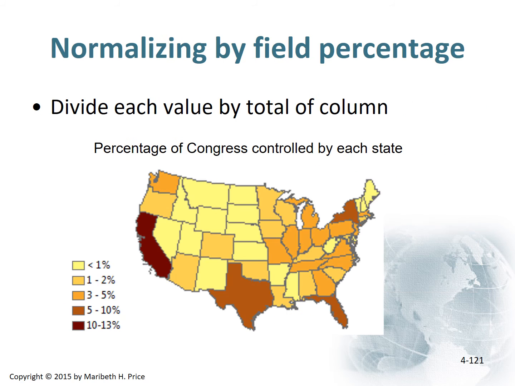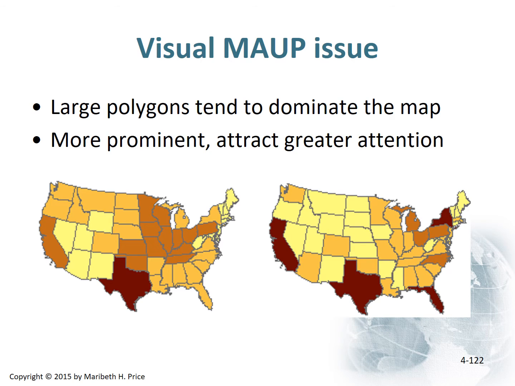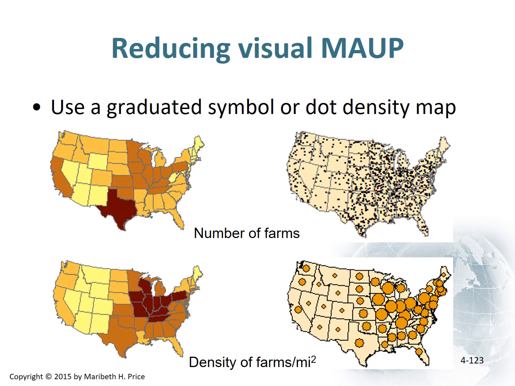Just another example. We can also have a visual map. Basically, it's the same thing, the modifiable area unit problem, except it plays deeper into your psyche in that the visual apparatus in your brain looks at those aggregation units, and what happens is larger polygons tend to dominate your maps, and they attract greater attention. So we can work on that by using things like graduated symbols or dot density maps to help overcome that.